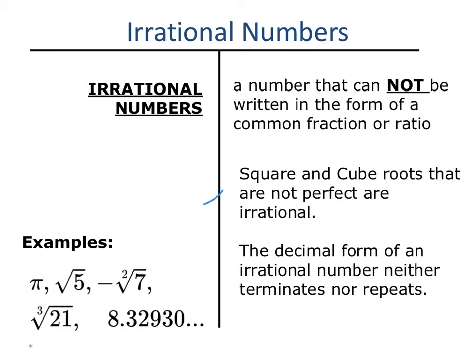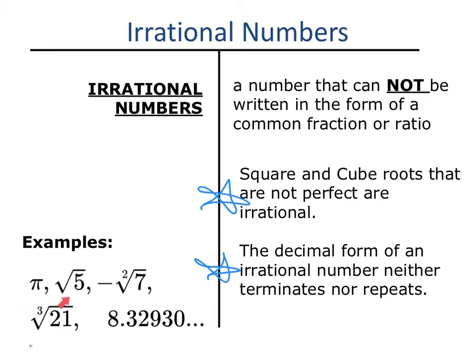So I'm going to star this because this is very important in the definition of an irrational number. And finally, the decimal form of an irrational number neither terminates nor repeats. That means it cannot be located on the number line. And again, this is important in the definition of an irrational number. So here are some examples. Pi. Pi, we know, does not terminate and it does not repeat, at least not yet.